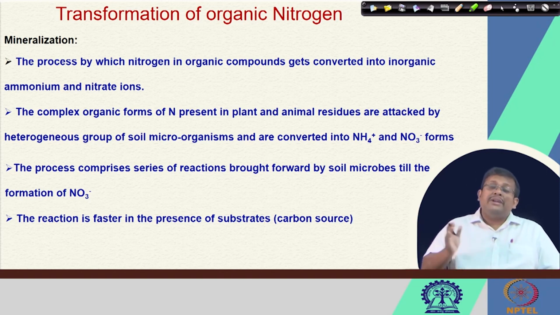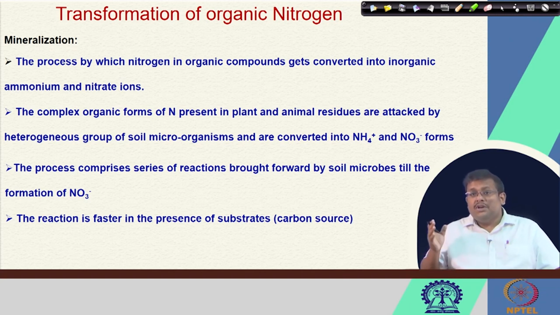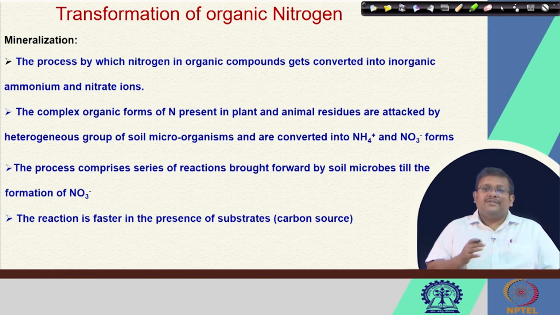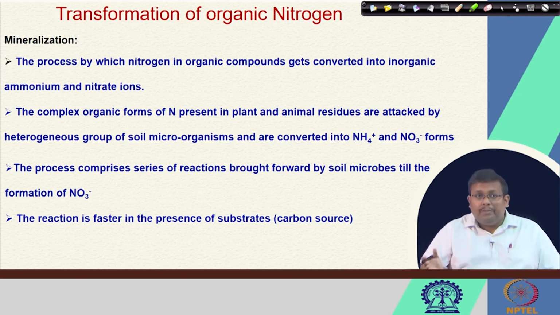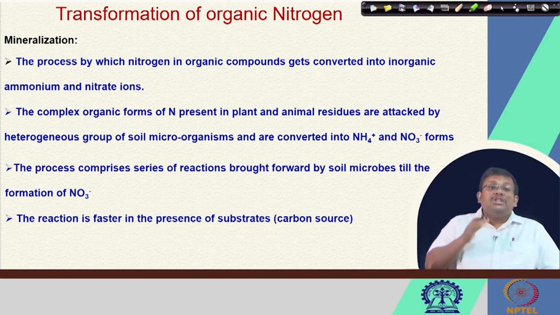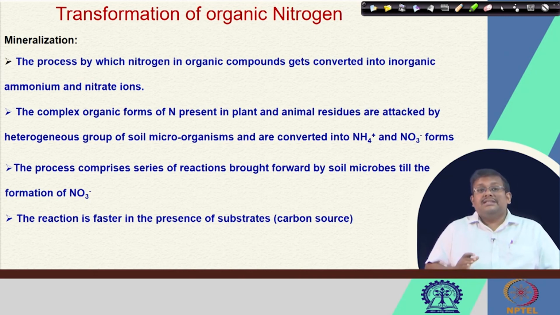Remember that ammonium and nitrate are the two important forms which plants can take up. So, these are plant available forms. To become plant available, this organic form of nitrogen, which accounts for 95% of the total soil nitrogen, has to be converted into these inorganic forms before plants can take them up. The process comprises a series of reactions brought about by soil microbes till the formation of nitrate. This is called the mineralization process, and remember that the reaction is faster in the presence of substrate.